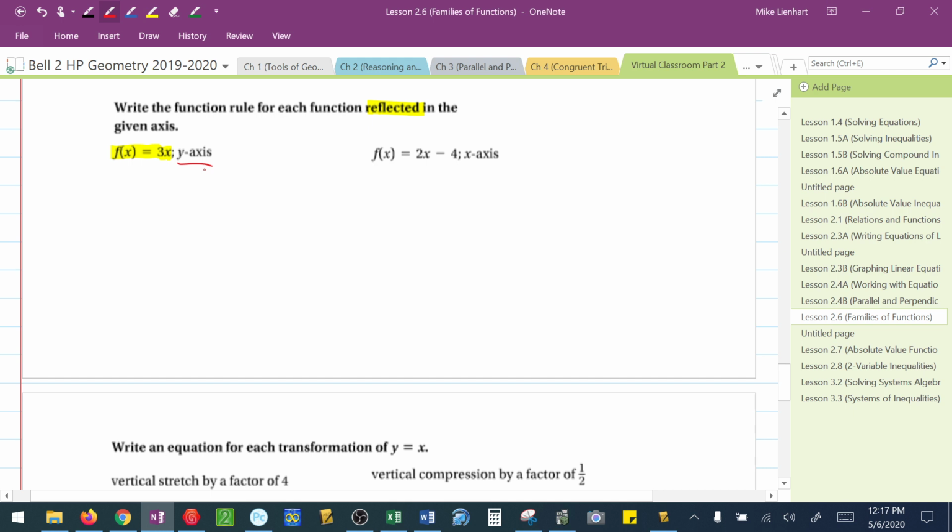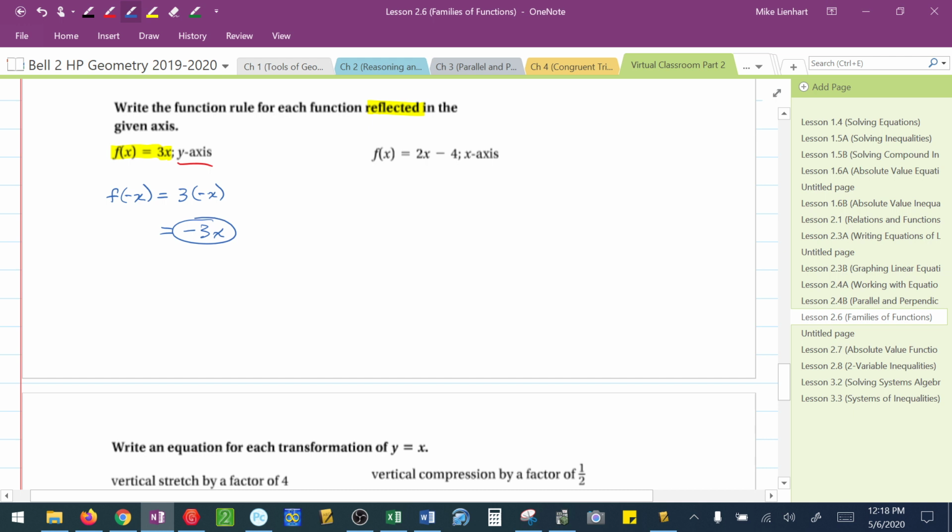That's a negative inside. So I know that f of negative x is 3 times negative x. Or if I clean this up, I get negative 3x. So you can kind of see it. For that particular function, whether I flip it over x or y, that negative still comes out in front. Okay? But this is our final answer.